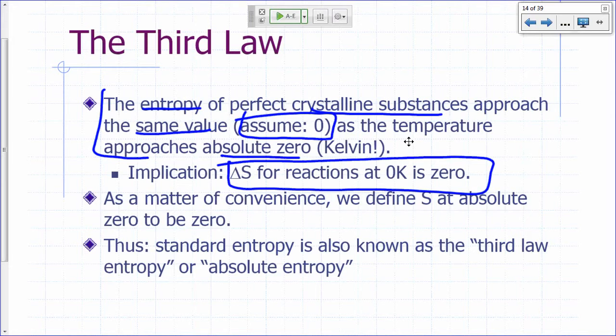Then the delta S, the change in entropy when the reaction happens at 0 Kelvin, if it were to happen at 0 Kelvin, would be 0. Like I said, as a matter of convenience, we define that to be 0. So the standard entropy, remember, that's the difference between the entropy at 298 Kelvin and the entropy at 0 Kelvin, is also known as a third law entropy or the absolute entropy. It's just the entropy at 298 because we're assuming the value at 0 is 0.